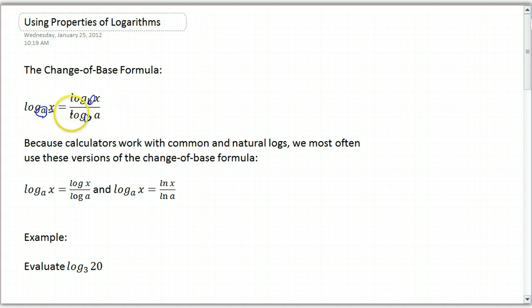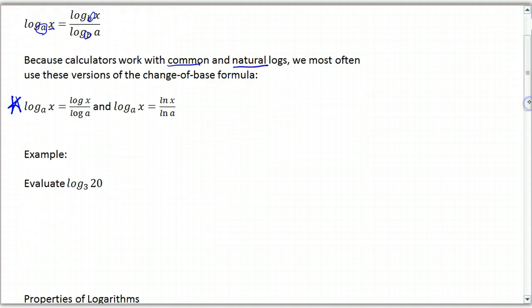Okay? And the way I do that is I do the log of x with the base I want divided by the log of my original base to the base I want. Now, because calculators work with common base 10 and natural base e logs, we most often use these versions of the change of base formula. We can go from a log x base a to a log x divided by a log a, or we can do a natural log of x divided by a natural log of a. And I'll show you how we can use this.